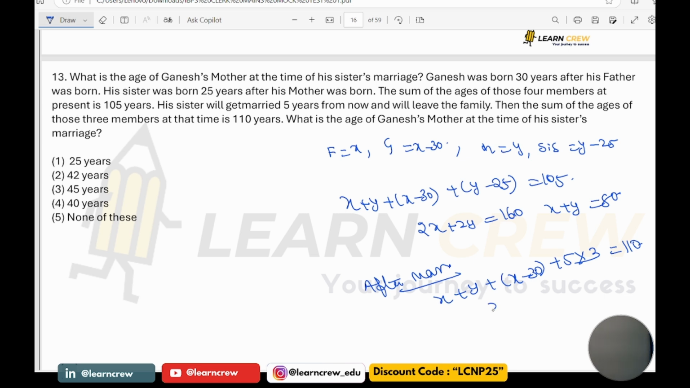Now from this you get 2x plus y is equal to 125. So from this you got y as 35. So the sister's age at the time of marriage is 35 plus 5. So the answer is 40.